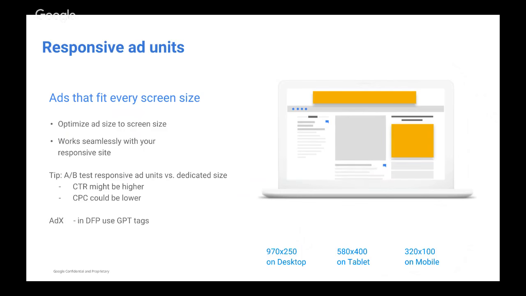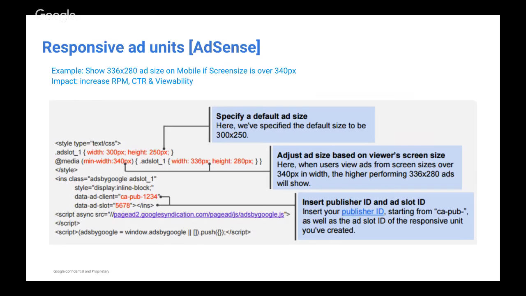So what I want to show you here is the responsive ad units in AdSense and what you can do. So the example I picked is that I want to show a 336 by 280 ad size on mobile if the screen size is over 340 pixels. So if my screen size, because people use phablets or smaller tablets, you can definitely just specify, okay, what should be the minimum width for the screen size.